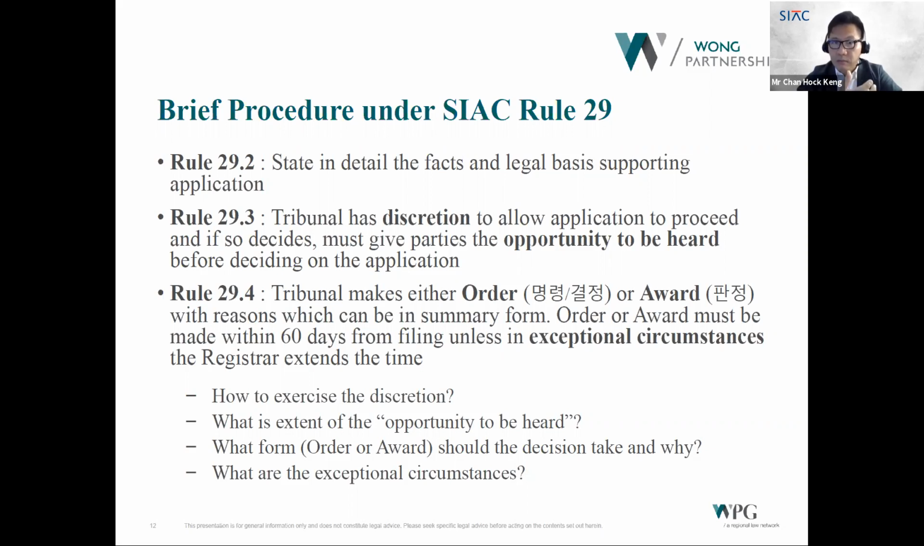You have to deliver within 60 days of filing, unless Kevin thinks there are some exceptional circumstances like COVID or the World Cup. I mean, I don't know. So I will ask him to explain some of this. At this juncture, because I'm the in-between speaker, I would like to hear from my fellow panelists how they would exercise discretion. What do you think is the extent of the opportunity to be heard? And for Johan, I would like him to perhaps discuss whether it should be a form of order or award and when it should be. And maybe Kevin can also explain what would be considered exceptional circumstances. So could I get assistance from my panelists, whether they want to chime in, please?